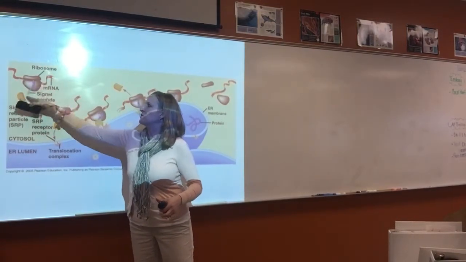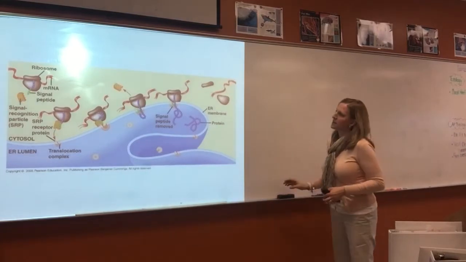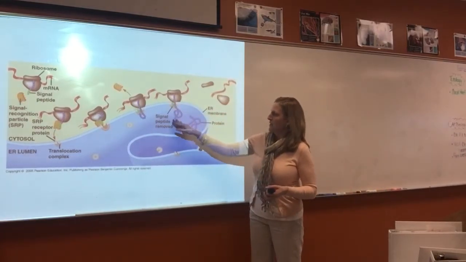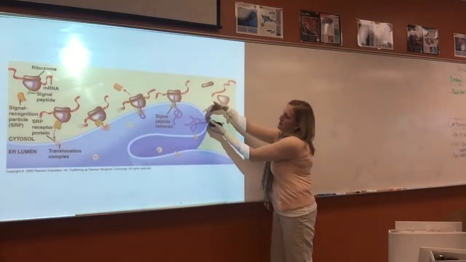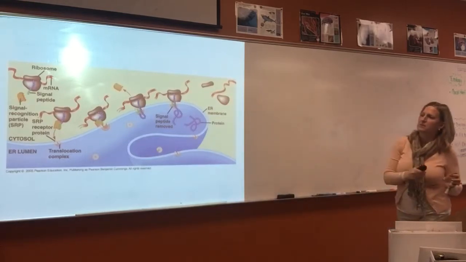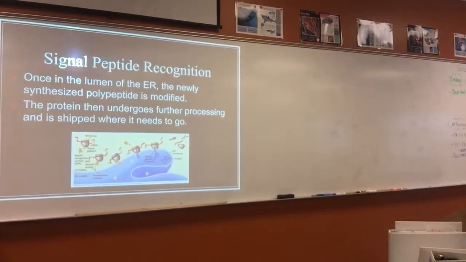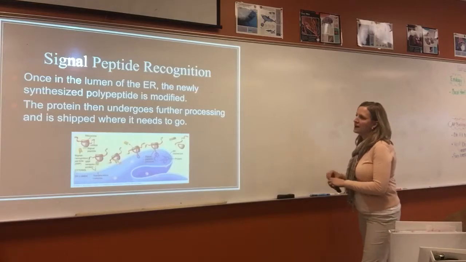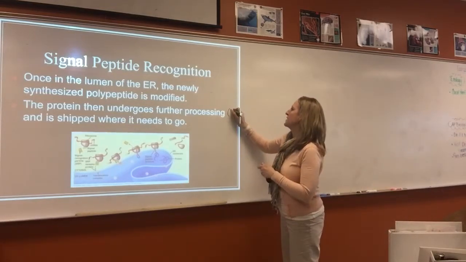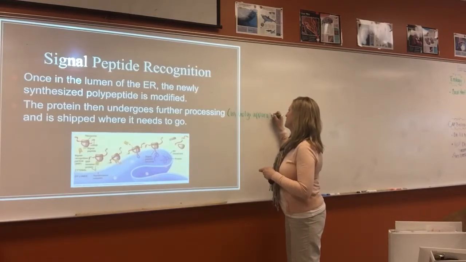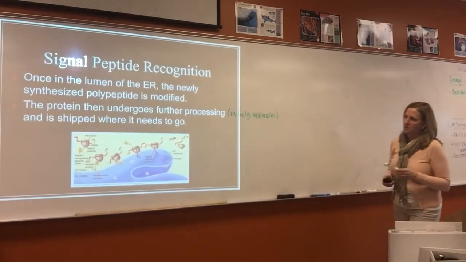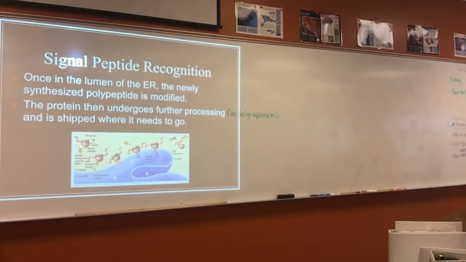This is your mRNA strand beginning the polypeptide synthesis. Here's the bound ribosome, and the polypeptide ends up in the ER. So this is the inside of the ER, and then a vesicle can bud off of there and go to the Golgi apparatus where it can be further modified. Once in the lumen of the ER, which is the inside of the ER, the newly synthesized peptide is modified. The protein then undergoes further processing, I'm going to put in parentheses here, in the Golgi apparatus. And then it is shipped where it needs to go, whether it be another organelle or to the cell membrane, and so on.